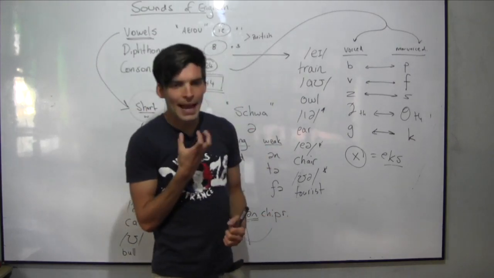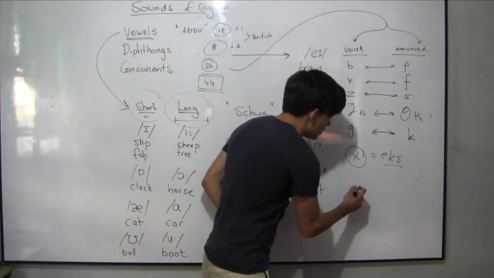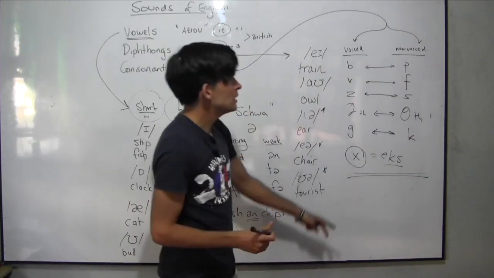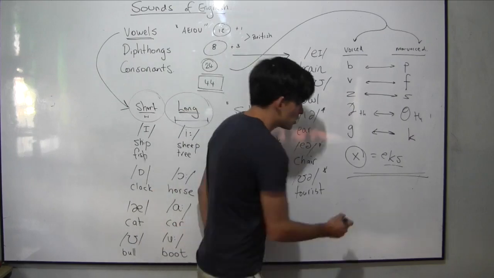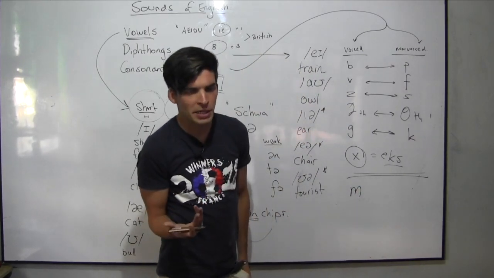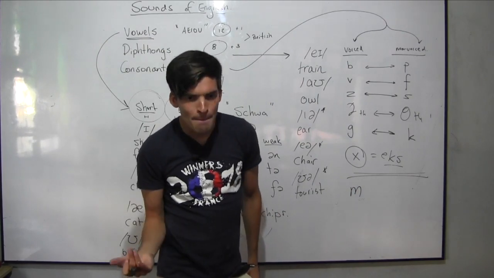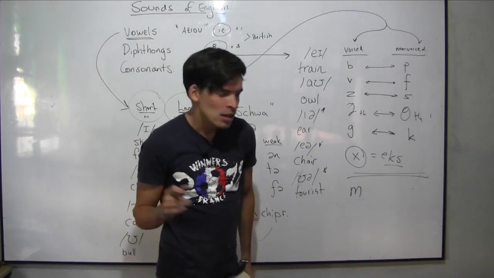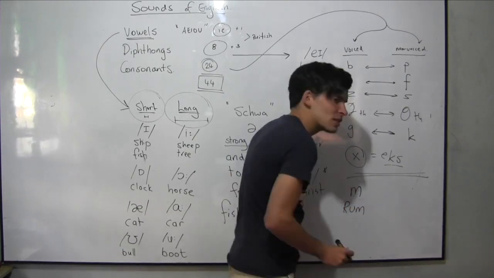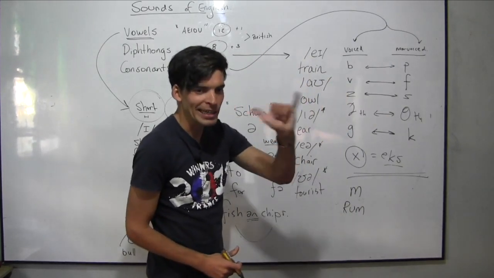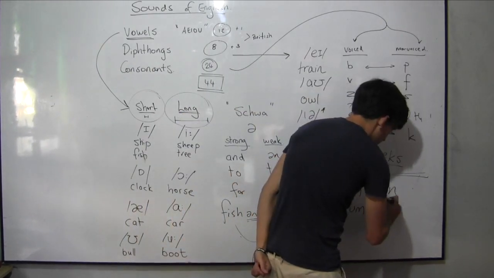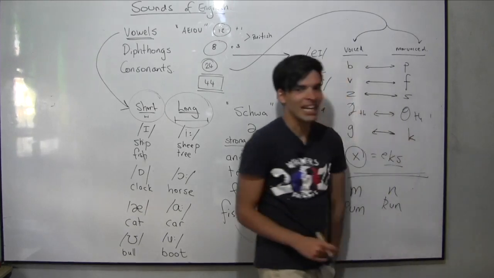What's the difference between M and N? If we move away from voiced or non-voiced, there are a few more of the consonants. A very typical problem for Spanish speakers, for example, is the M and the N. A classic example is rum, what you drink, and run.